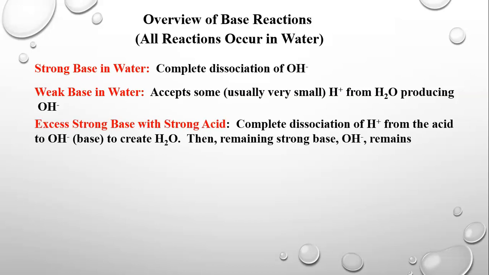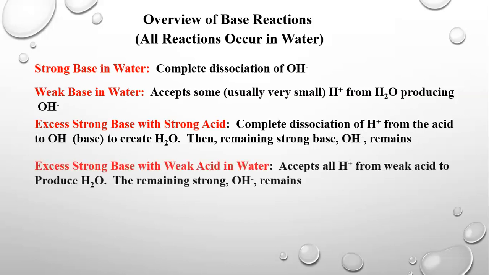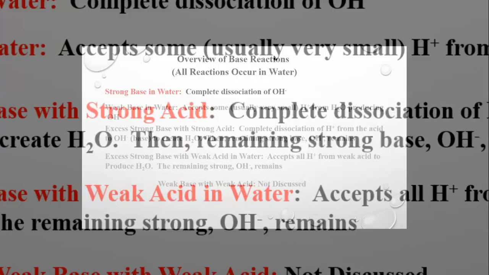Excess strong base with strong acid, so you have both of them in solution, but you have more of the strong base. So that's going to be a complete dissociation of the protons from the acid to the base to neutralize it. That'll be a neutralization reaction creating water, H2O. Then the remaining strong base, the OH minus, remains. And finally, excess strong base with a weak acid, it's going to be the same thing. It accepts all of the protons from the weak acid to produce H2O, and then the remaining OH minus from the strong base remains. And again, weak acid, weak base, we don't discuss that.